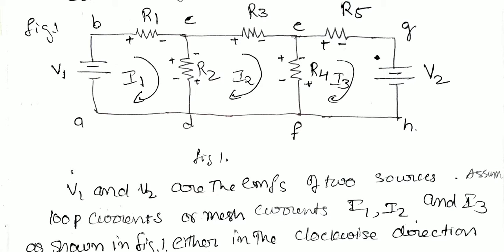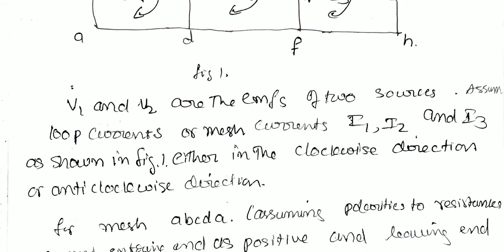The first thing we have to do in applying mesh analysis is to assume the mesh currents. In each mesh we have to assume one mesh current. The mesh currents we have to assume are given here as I1, I2 and I3. If V1 and V2 are the EMFs of the two sources, we assume the mesh currents I1, I2 and I3 as shown in the figure.